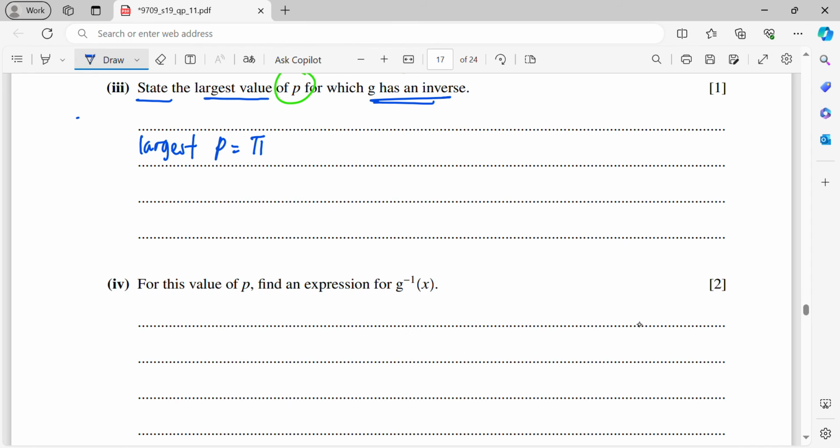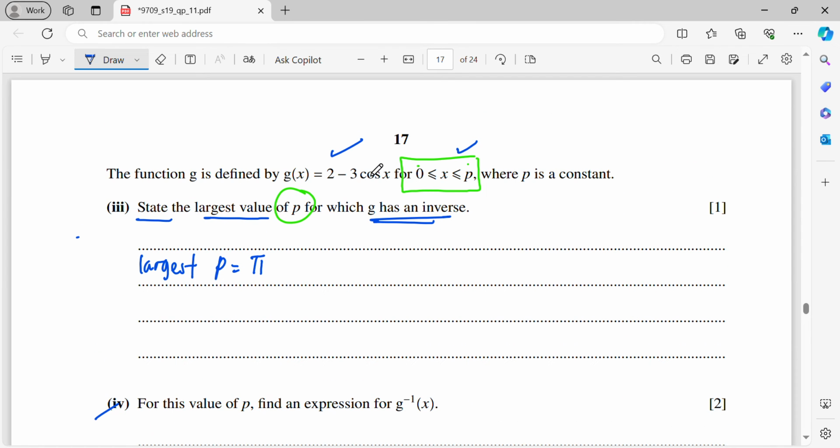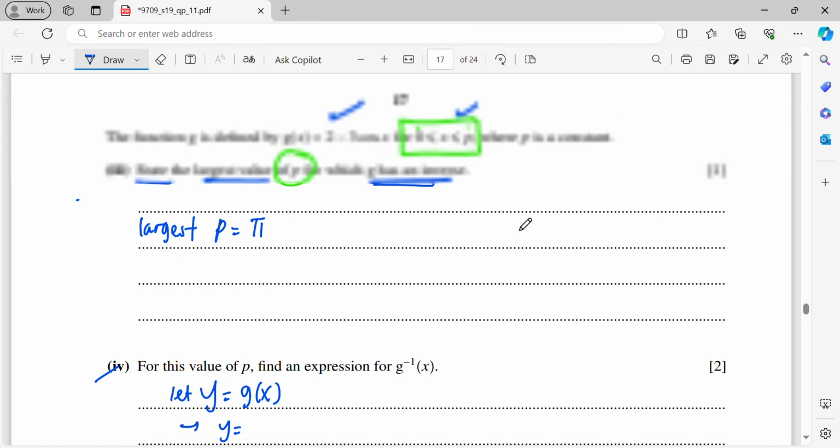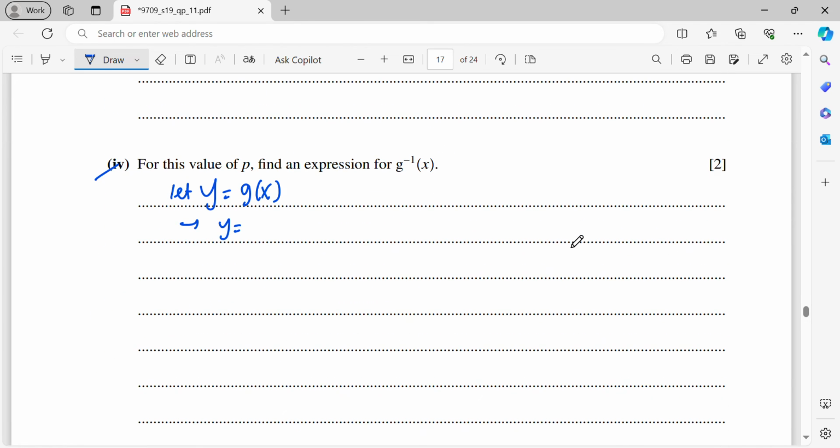Okay, so now the fourth part. For this p, find the expression for g inverse. So now just copy back this g. I will let y be g(x). That means y is 2 minus 3 cos x. Now to get the inverse function, make x the subject instead of y.